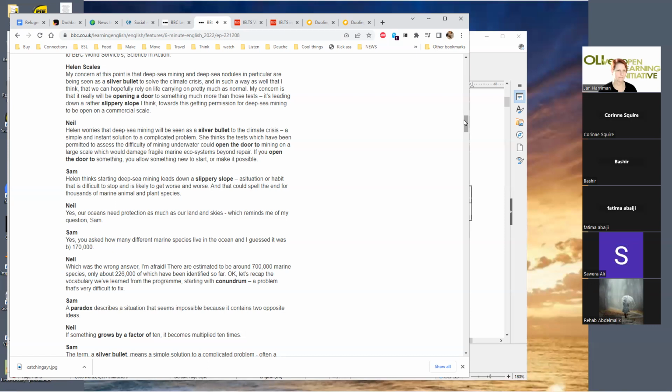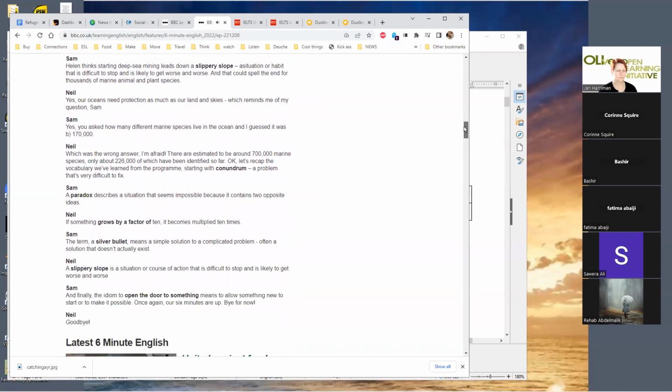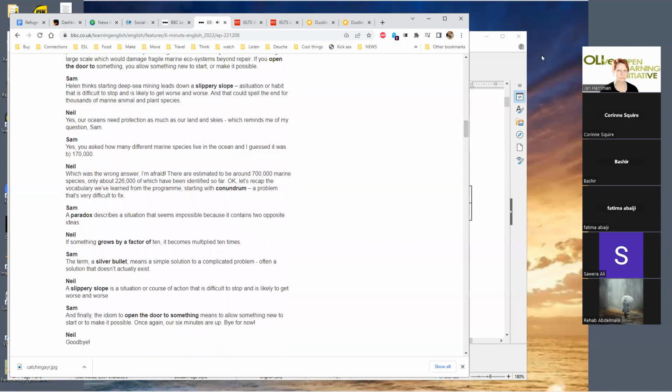Okay, let's recap the vocabulary we've learned from the program, starting with conundrum, a problem that's very difficult to fix. A paradox describes a situation that seems impossible because it contains two opposite ideas. If something grows by a factor of 10, it becomes multiplied 10 times. The term a silver bullet means a simple solution to a complicated problem, often a solution that doesn't actually exist. A slippery slope is a situation or course of action that is difficult to stop and is likely to get worse and worse. And finally, the idiom to open the door to something means to allow something new to start or to make it possible.